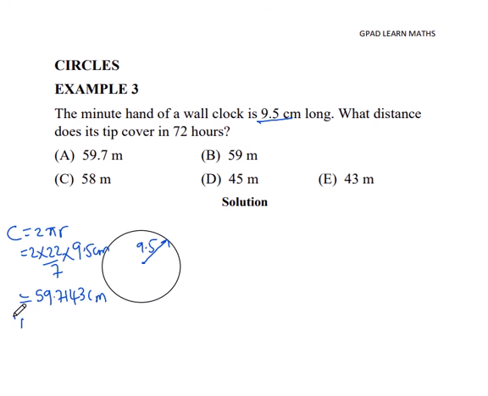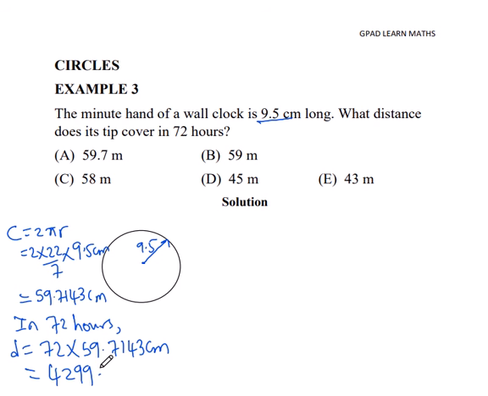We can now say in 72 hours, be very careful about it, the distance would be equal to 72 times this 59.7143 centimeters, because the minute hand will go around 72 times. And if you multiply this, you will get 4299.4296 centimeters. So this is the distance.